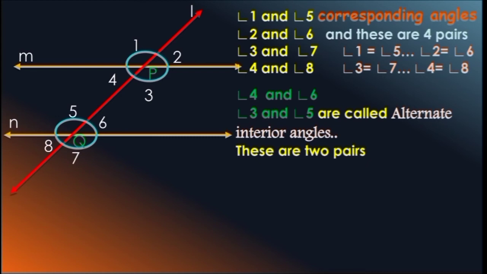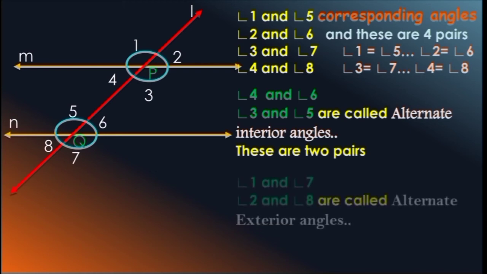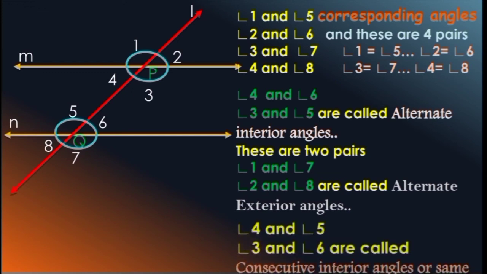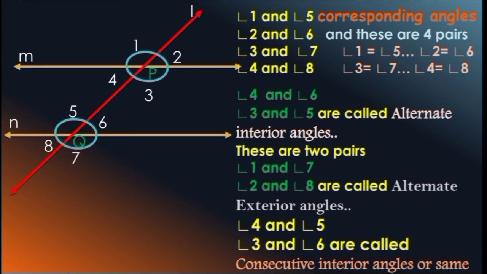Now observe angle 4 and angle 6, angle 3 and angle 5. They are called alternate interior angles. See, they are on both sides and interior. These two pairs are called alternate interior angles. And one more pair of angles are there, alternate exterior angles. Look at angle 1 and angle 7, and angle 2 and angle 8. Both are exterior angles. So these pairs are called alternate exterior angles.